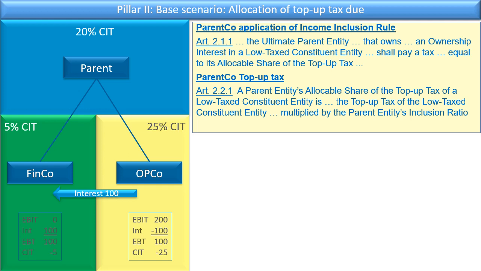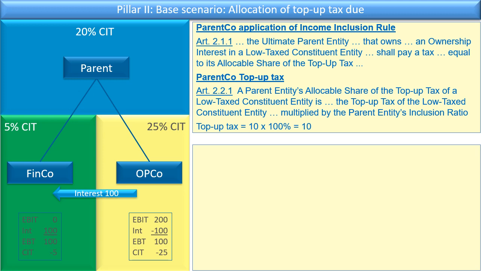Now, since our parent entity owns 100% of FinCo, that will be 100%. So the top-up tax will be 10, which is the top-up tax that we calculated on the previous slide, multiplied by 100%, and that is 10. So ParentCo has to pay 10. A lot of text for coming to a relatively simple formula, but things will not stay that way. Let us go a little further and see what happens if ParentCo does not have an income inclusion rule.